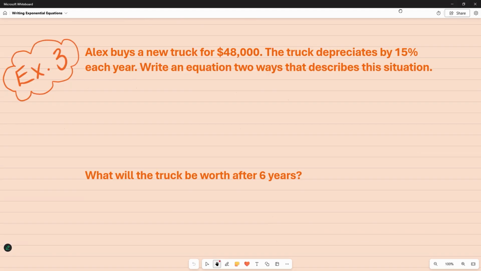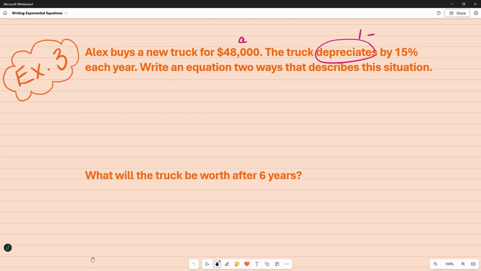In the last example, Alex buys a new truck for $48,000. The truck depreciates by 15% each year. As I'm reading, I'm going to go ahead and formulate my equation. 48,000 is my initial value, so that's a. The truck depreciates, that's a key word. That tells me I'm going to decrease or subtract, decay. It starts with DE. And I'm going to put a 1 in front of it, minus.